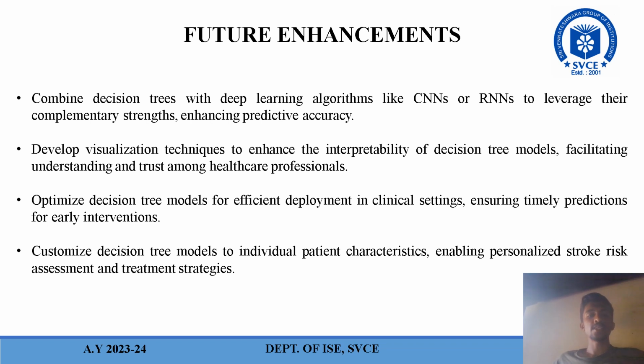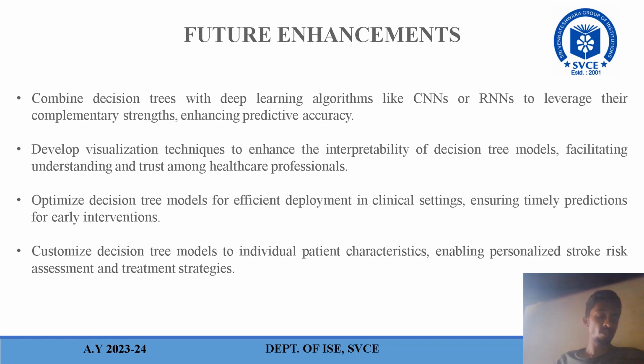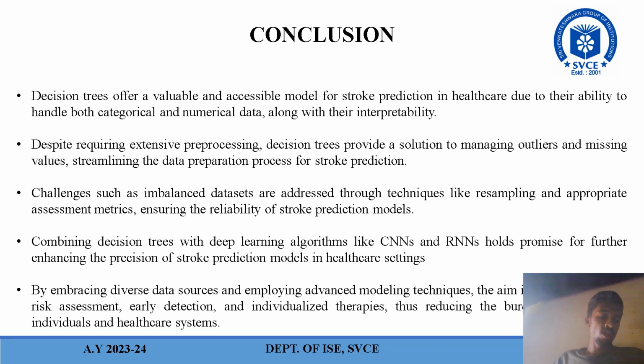Now, let's see the conclusion. The conclusion could summarize that decision trees offer a valuable and accessible model for stroke prediction in healthcare due to their ability to handle both categorical and numerical data along with their interpretability, despite requiring extensive pre-processing. Decision trees provide a solution to managing outliers and missing values, streamlining the data preparation process for stroke prediction. Challenges such as imbalanced datasets are addressed through techniques like resampling and appropriate assessment metrics, ensuring the reliability of stroke prediction models.